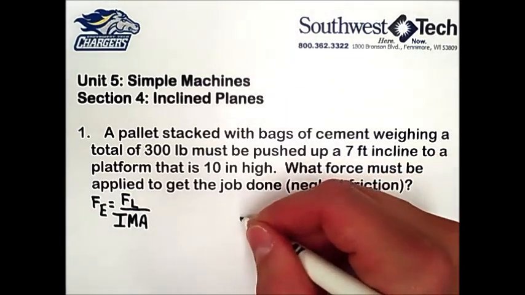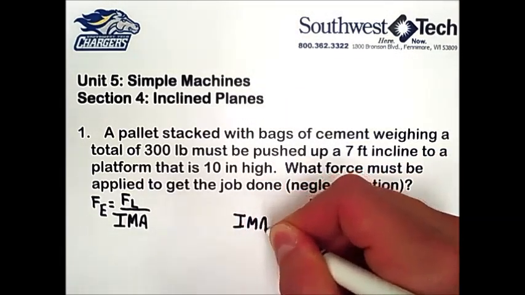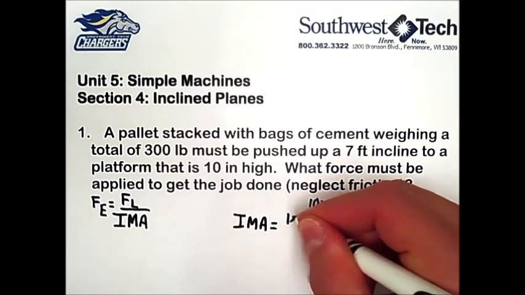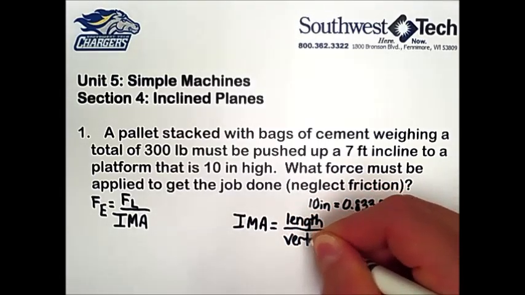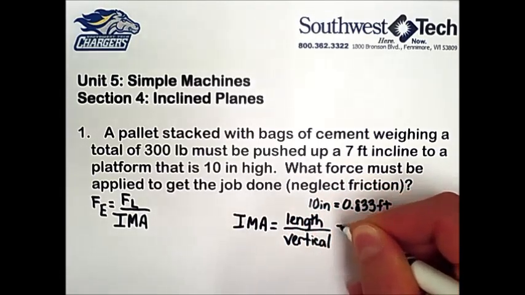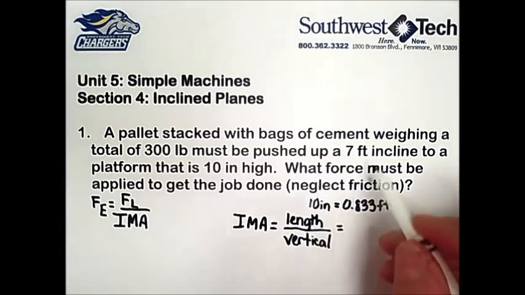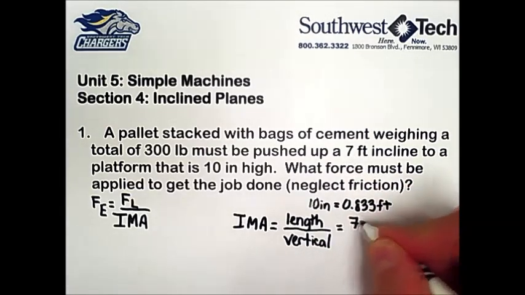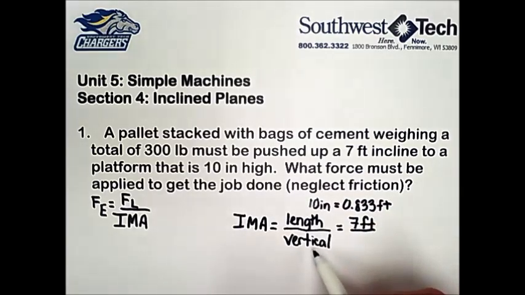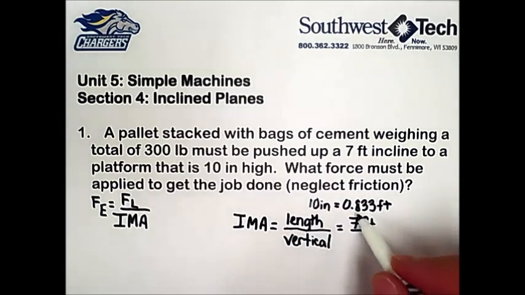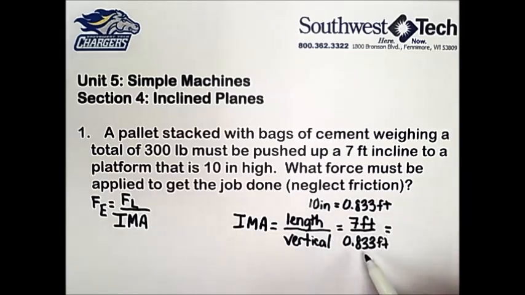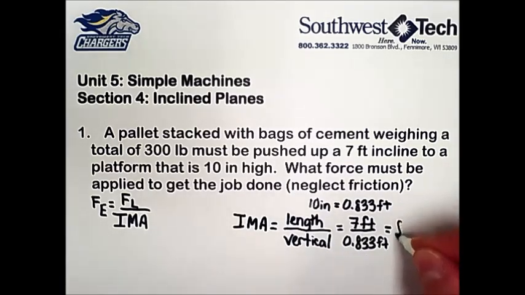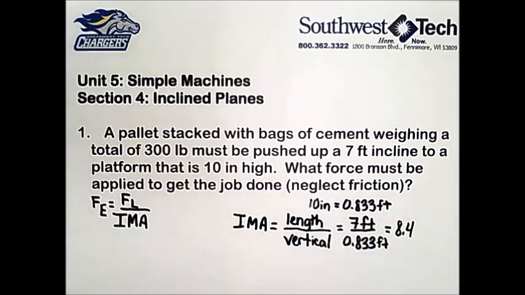So the ideal mechanical advantage, and we'll do this calculation off to the side, is equal to the horizontal length that the load is moved divided by the vertical height over which it's moved. So the horizontal length will be the length of the incline, which is 7 feet. The vertical height that this load will be moved, we just found to be 0.833 feet. So taking 7 feet divided by 0.833 feet, we get an ideal mechanical advantage of approximately 8.4.